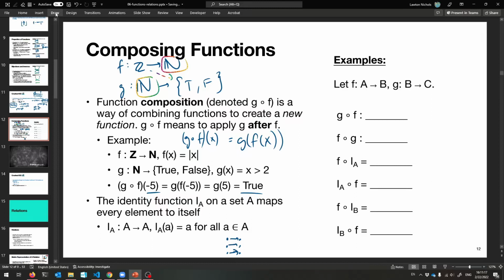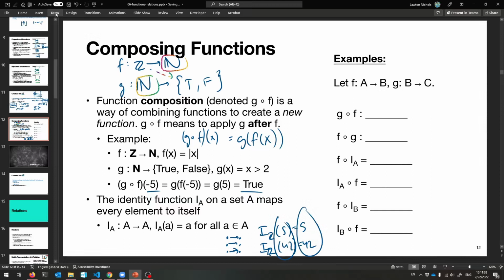Okay, so like the identity function on integers of 5 is going straight to 5. The identity function on integers of like 42 is going straight to 42. It's just taking the elements to themselves. That's all it means to be an identity function.